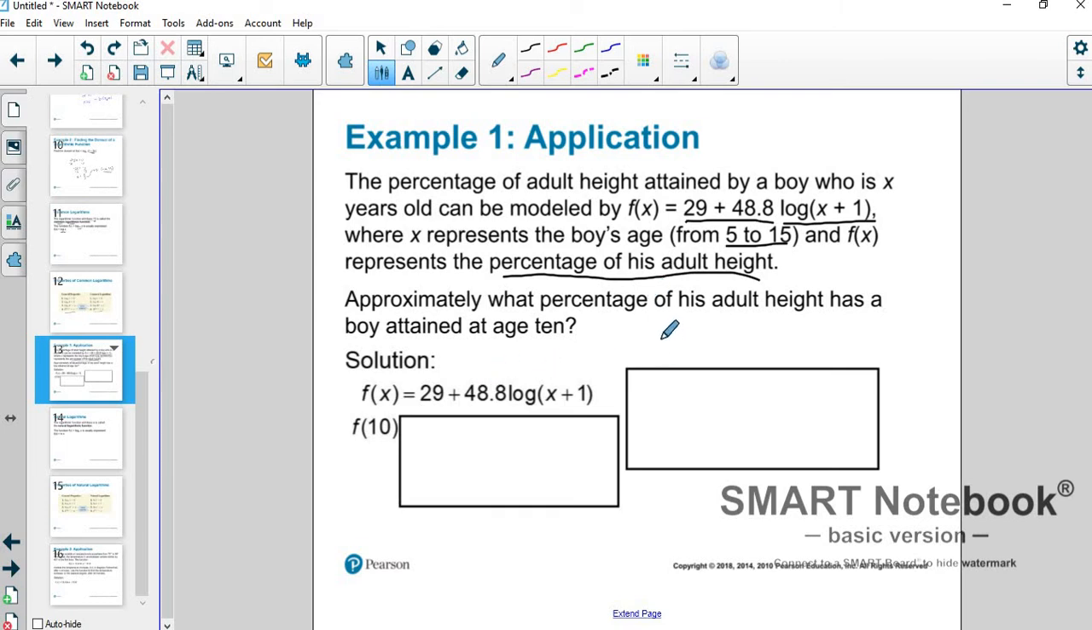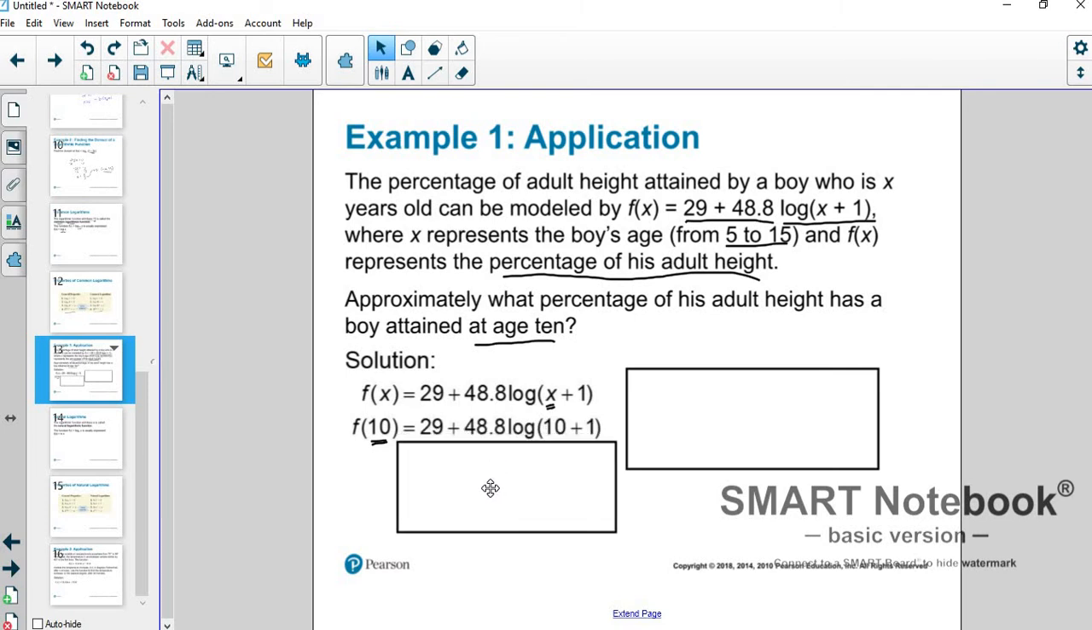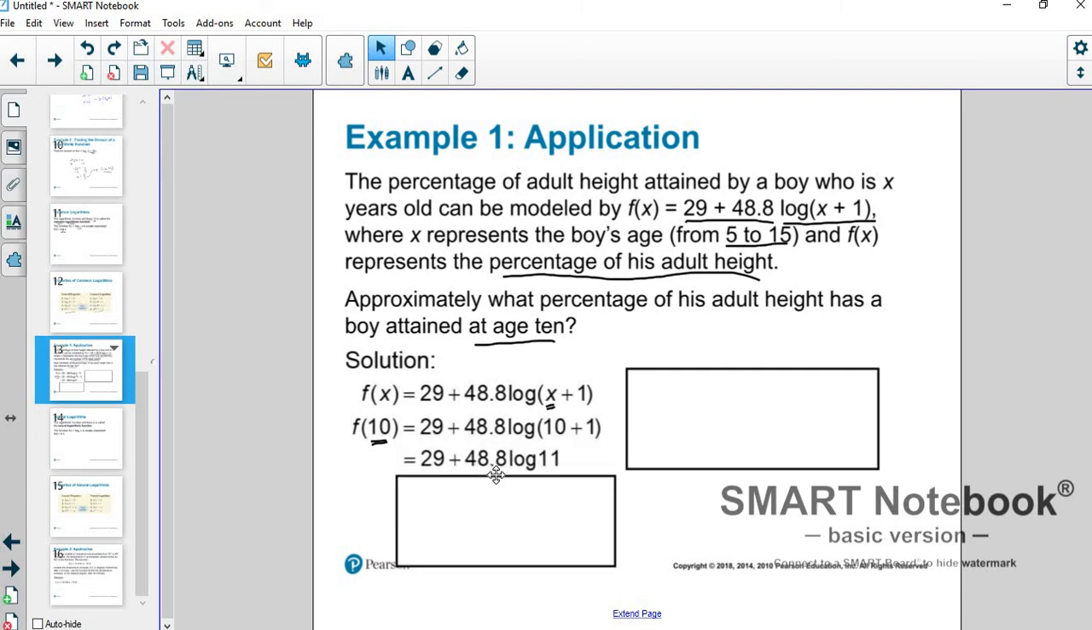And so we want to approximate what percentage of a boy's adult height has he attained by age 10 by using this formula. So what are we going to do? We're going to plug 10 in for x. Okay, so how does that look? Plug 10 in for x, you get 29 plus 48.8 log of 10 plus 1. 10 plus 1 is 11, so you get 29 plus 48.8 log of 11.